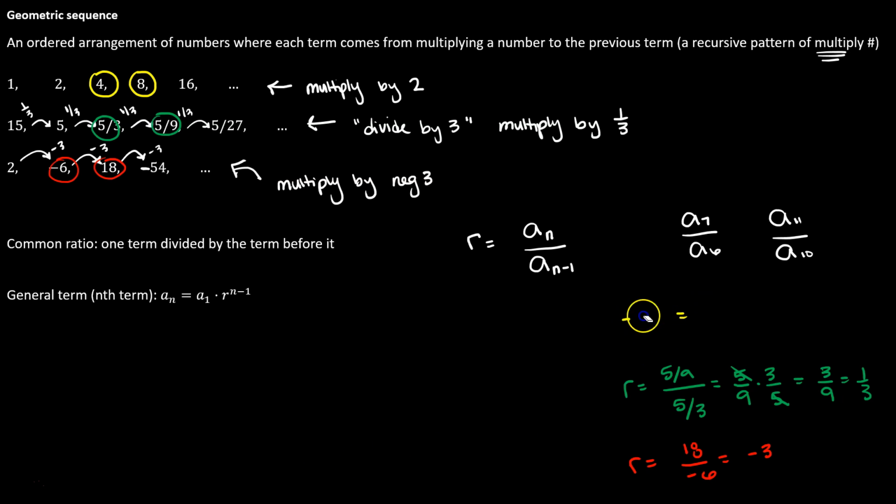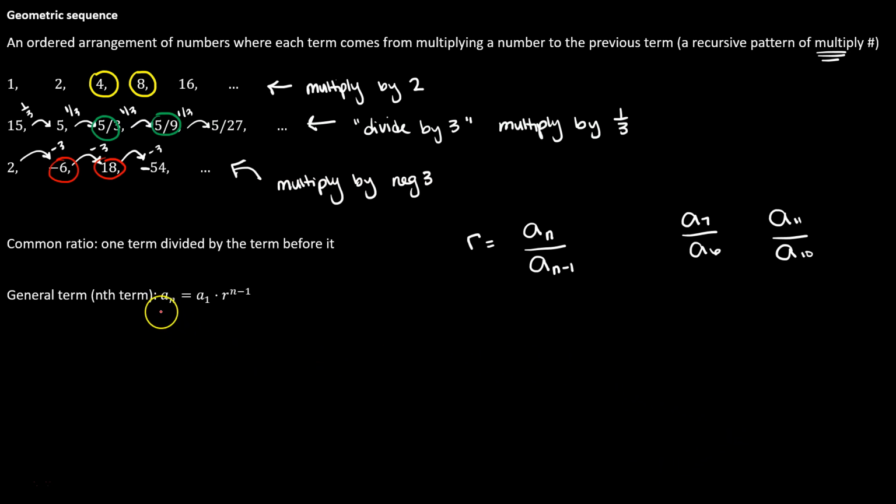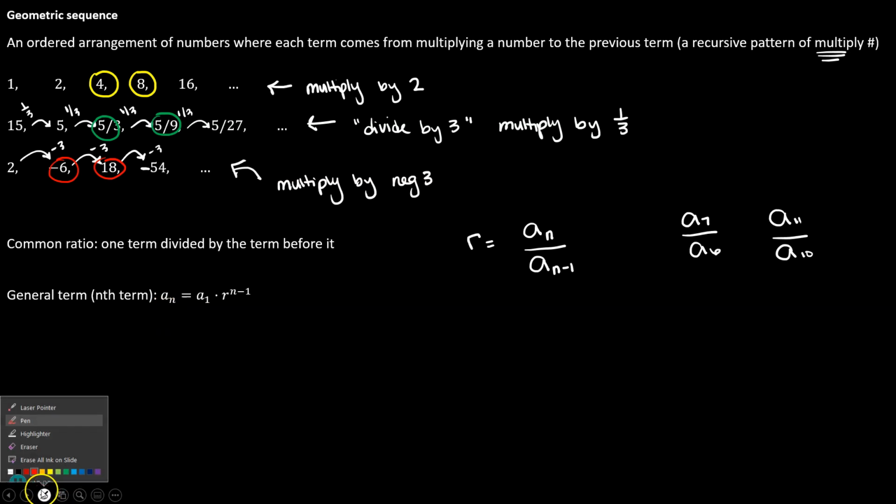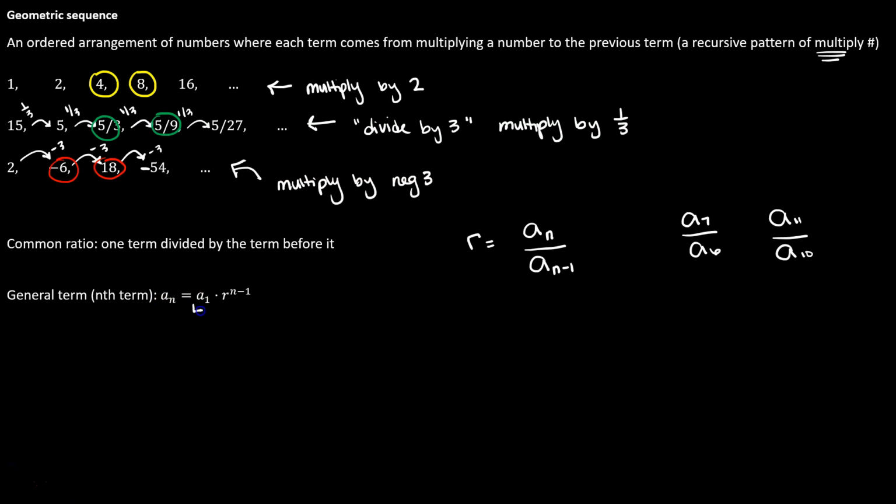Now we can talk about the general form of a geometric sequence. Similar to an arithmetic sequence, we need two bits of information to be able to write the nth term, or the general term. Again, we need to know the first term, the starting point, and we also need to know the common ratio. Once we plug those two things in, we can calculate any term we want.